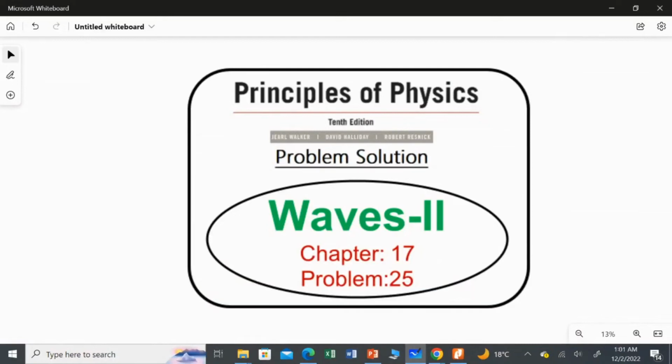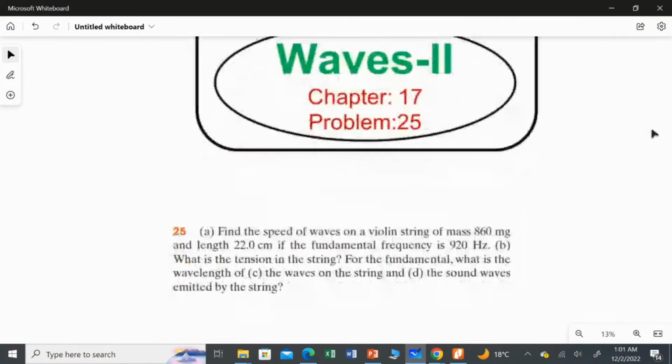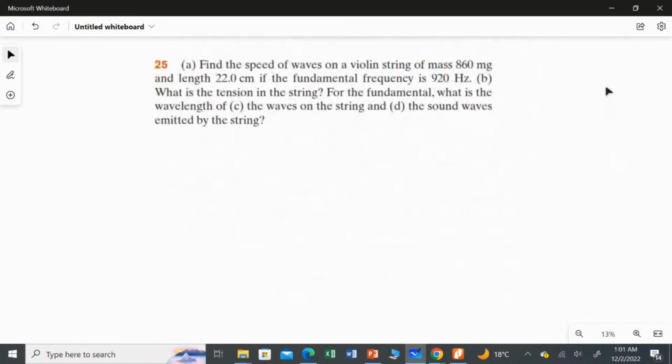In this video, I am going to solve the 25th problem from chapter 17, Waves Part 2. This question has 4 subdivisions. Let's answer one by one.